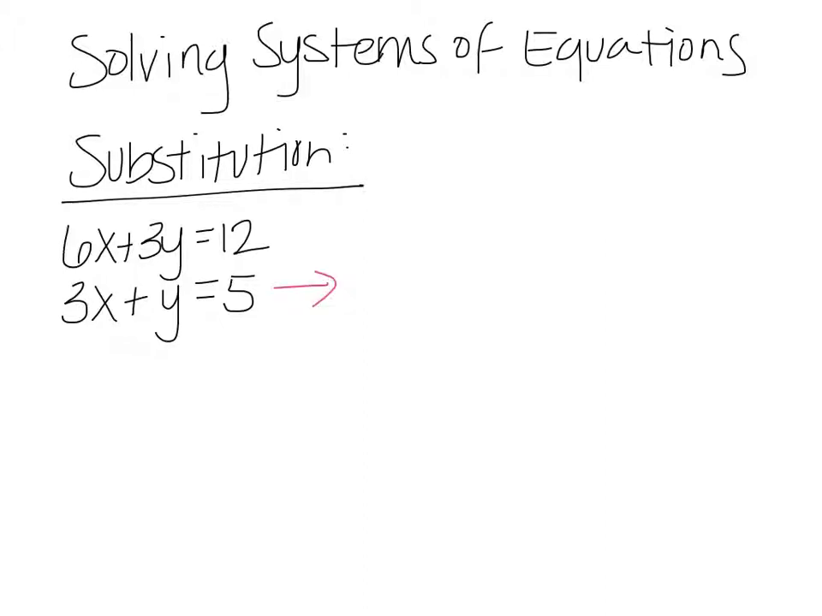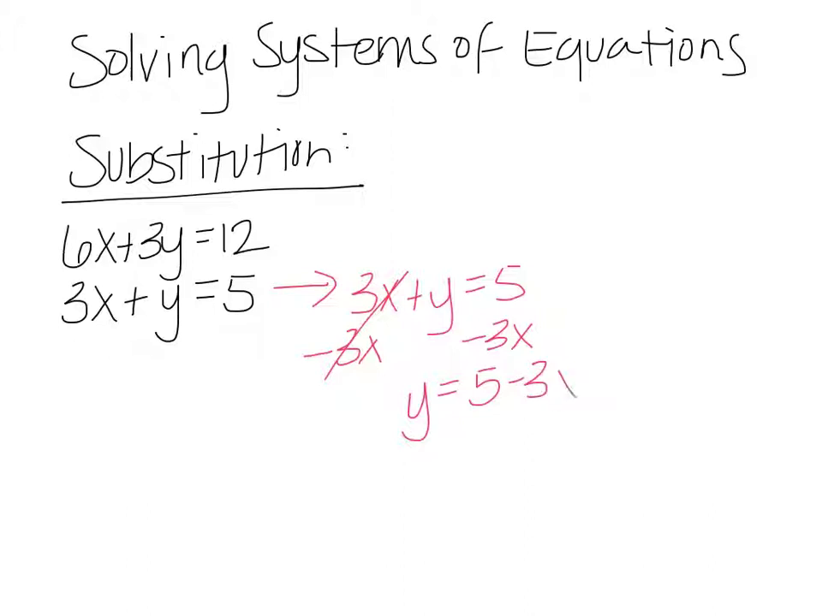If I take that bottom equation, 3x plus y equals 5, and if I subtract 3x, now are 5 and 3x like terms? No, so you just put it on the other side of the 5. So it's just 5 minus 3x equals y. But by doing that, I isolated y.